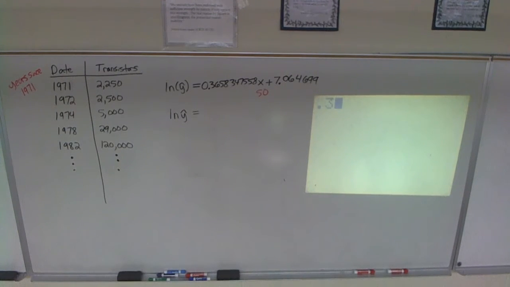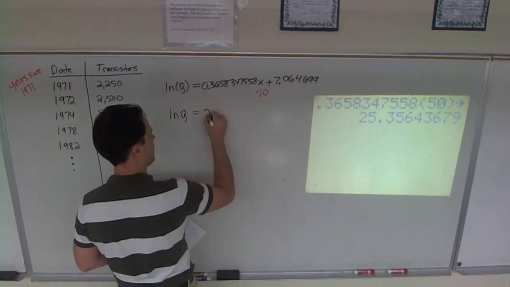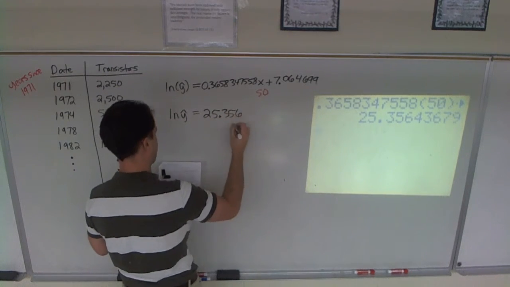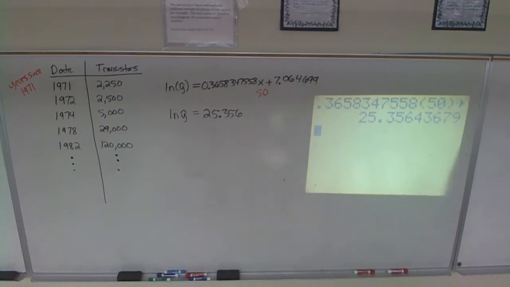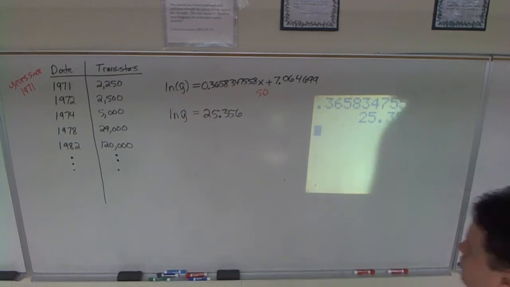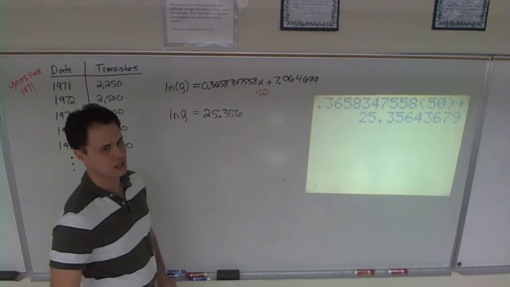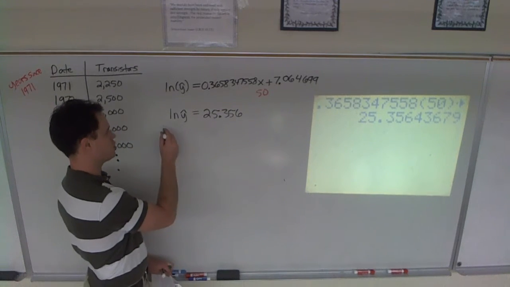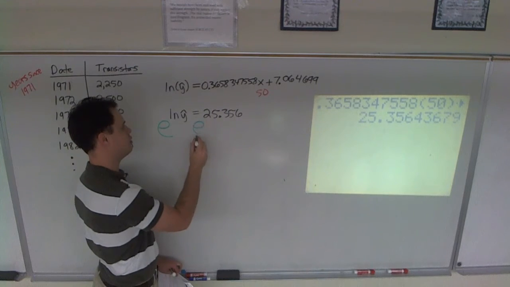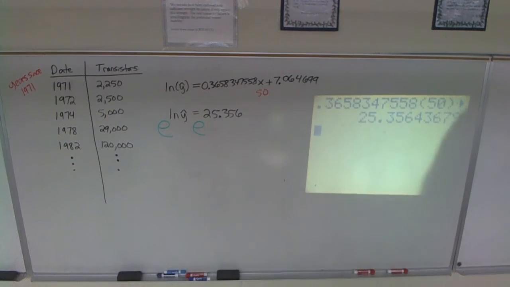So 0.3658. If I was smart, I'd have just downloaded this into my y1, but I wasn't this time. And, oh, I forgot. How do I solve this equation? How do I get rid of the logarithm? Exponential using its base. Natural log is a base of e, or 2.718 approximately. So you e it.